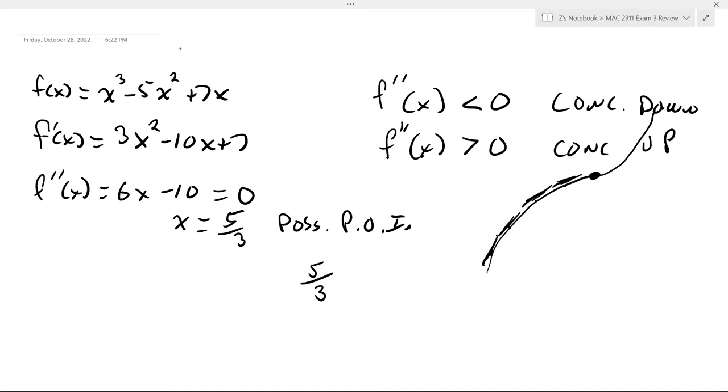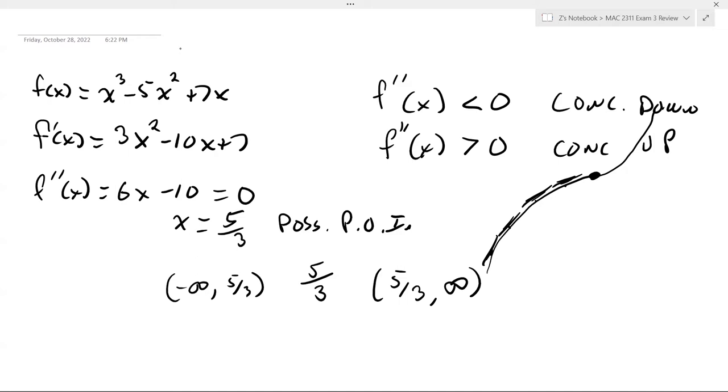And the next thing we're being asked to do is identify all open intervals on which the function is concave up and concave down. Because it can only change at this possible point of inflection, that's how I split up my interval: -infinity to 5/3 and 5/3 to infinity. And I pick test points, and again, I now want to know what the second derivative is doing. Is the second derivative negative or positive, and therefore concave down or concave up?